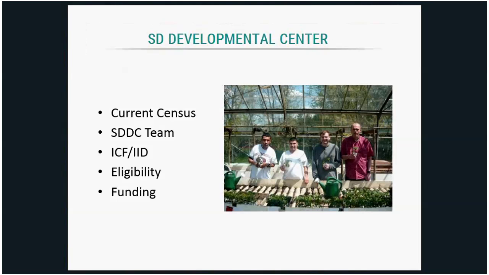SDDC's current census is at 119 people, and later in this presentation, we will explore the population in a little more detail. That is a photo of the greenhouse. They grow plants under grow lights, and then they bring them up and they have sales. That's pretty cool. Yeah, it's a gardening club.